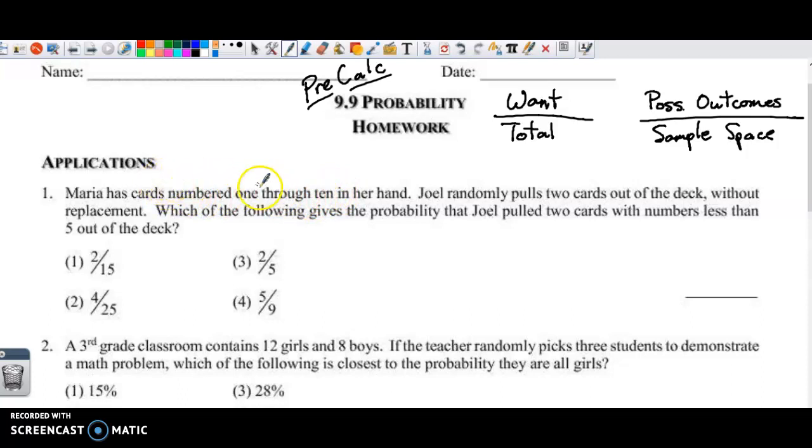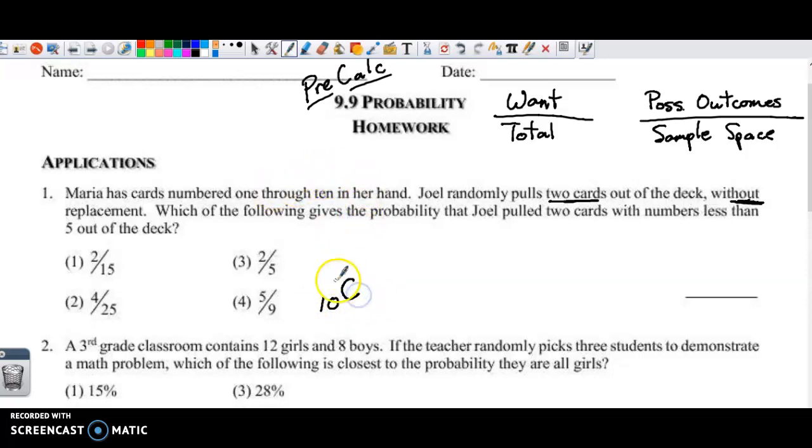Maria has cards numbered 1 through 10 in her hand. Joel randomly pulls 2 cards out of the deck without replacement. So that's important. Which of the following gives the probability that Joel pulled 2 cards with numbers less than 5 out of the deck? So think of all of the different possibilities that Joel could select cards. That's your sample space. There's 10 cards in the deck, 1 through 10.